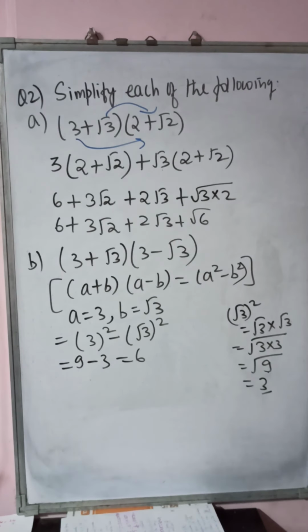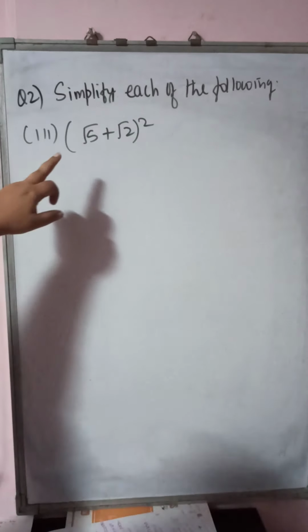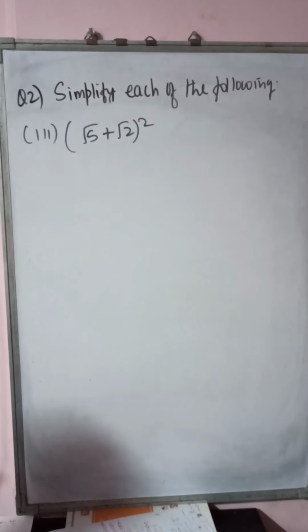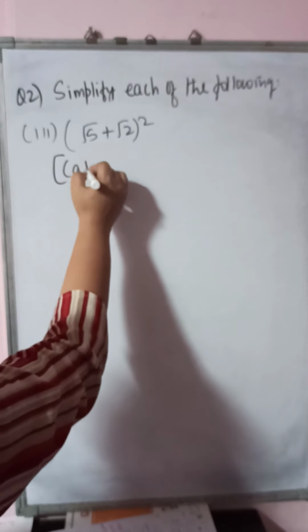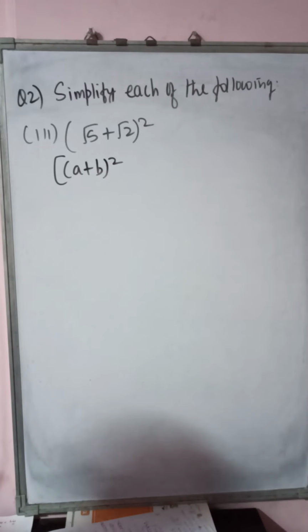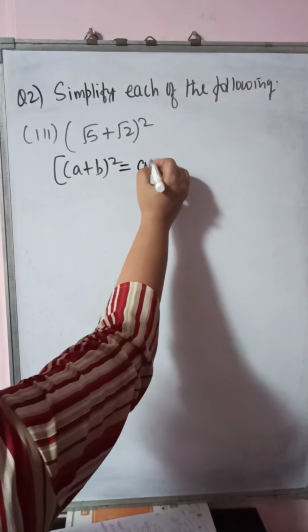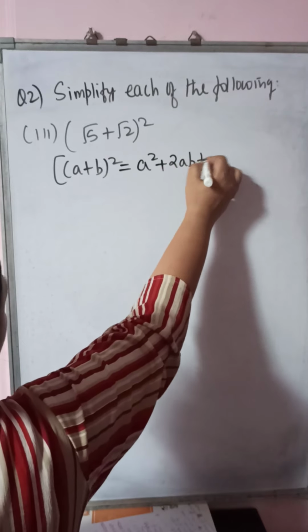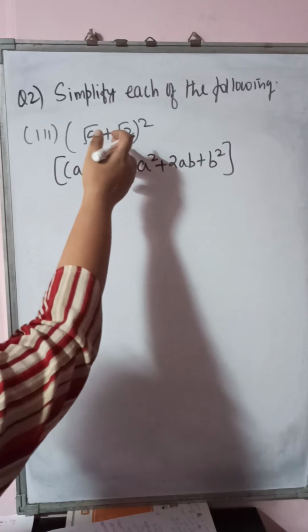Question number 1, A and B part. Okay, question number 2, third part. Root 5 plus root 2 whole square. You have to simplify this. Again it is in the form of an identity, that is (a plus b) whole square. So many children make a mistake: they write (a plus b) whole square as a square plus b square, which is absolutely wrong. It is an identity, and the expanded form of this is a square plus 2ab plus b square. So we have to expand this in this form.